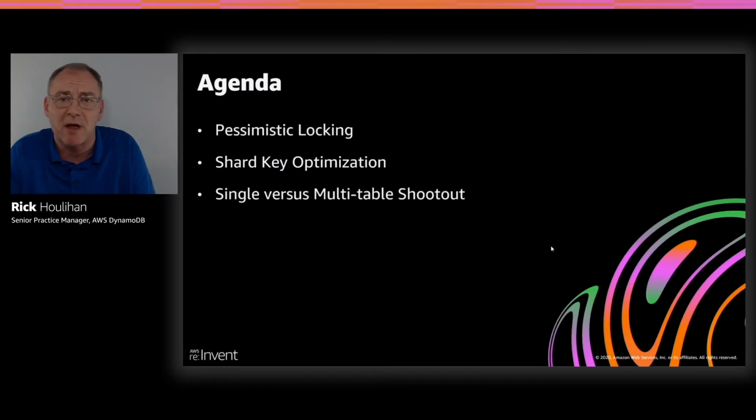All right, so this session we're talking about pessimistic locking. I have concurrent processes accessing items on multiple partitions, and I need to make sure that the data in those partitions is consistent as writers come in and update across multiple items.